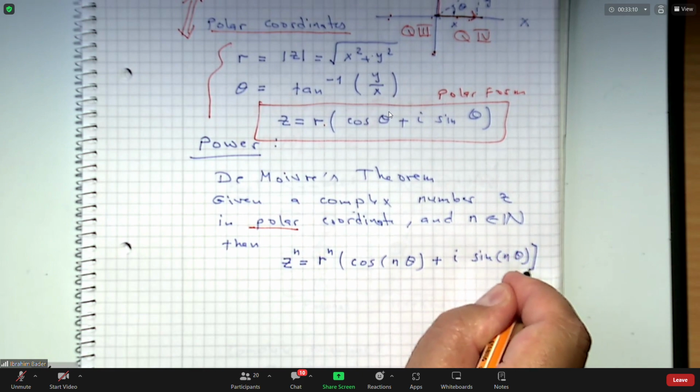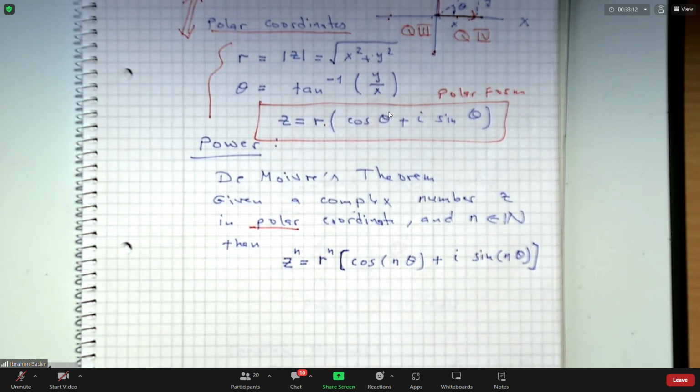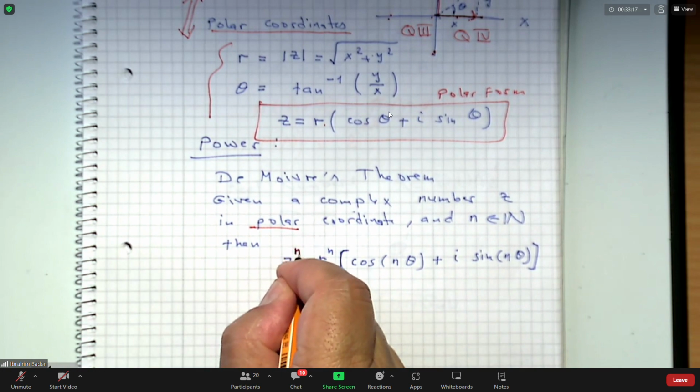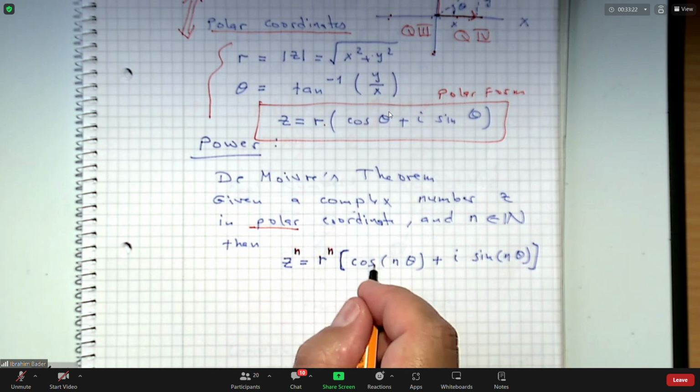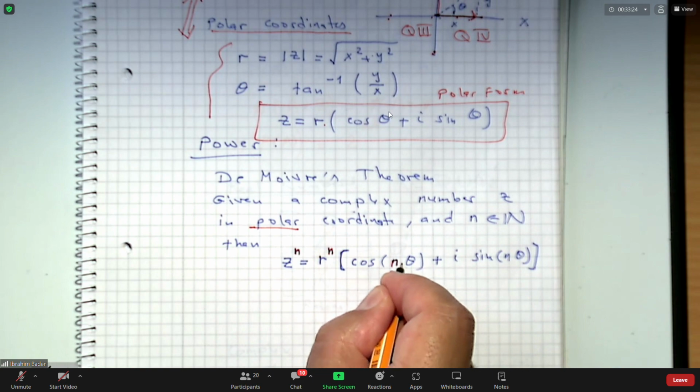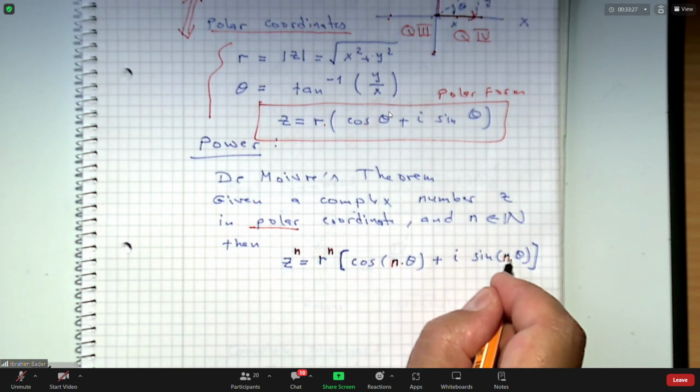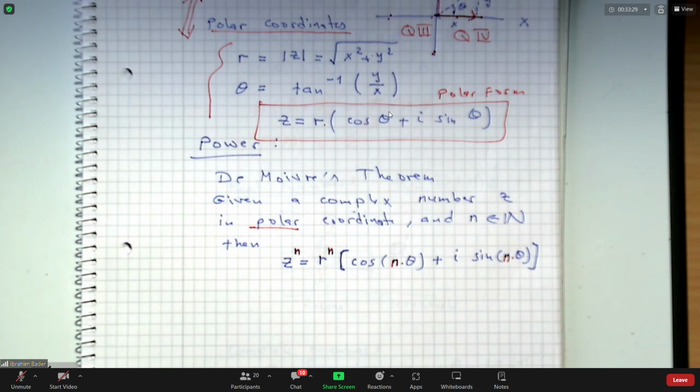See how easy it is to evaluate such exponents if you have it in polar coordinates. So all you need to do is evaluate r to the power n, and then, very interesting here, multiply n with the angle. By the way, you can use the angle here either in radians or in degrees.